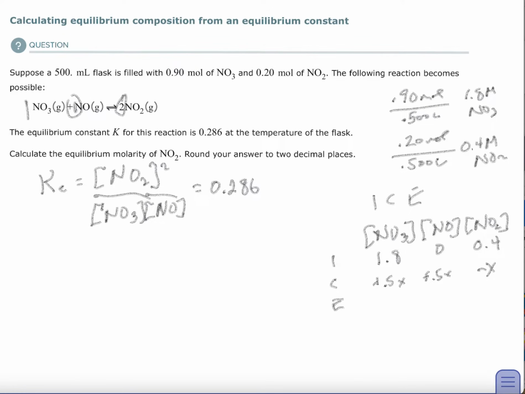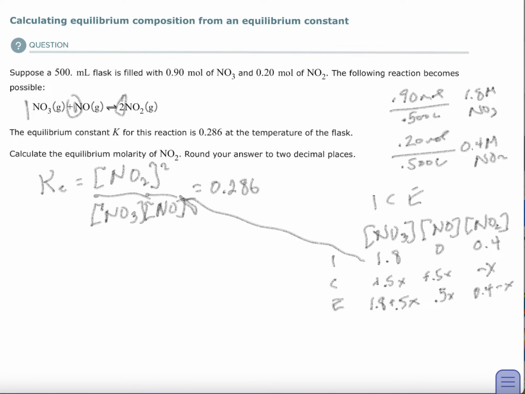I'm just going to add these together. So I'm going to have 0.4 minus X, that's my expression of NO2. I'm going to have 0.5X, that's my expression of NO, and I'm going to have 1.8 plus 0.5X, and that's my expression for NO3. Now what I'm going to do is put these into the expression.